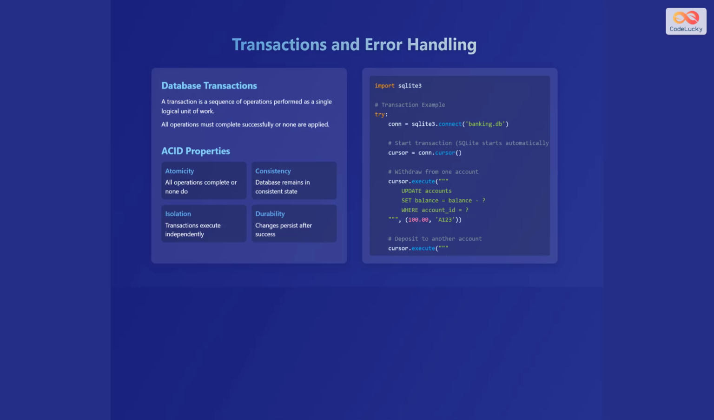Here is a code example. We connect to the banking.db database inside the try block. After that, we start the transaction and execute the SQL queries. If everything goes well, we commit the changes. If any error occurs, we roll back the changes. Finally, we close the connection in the finally block.